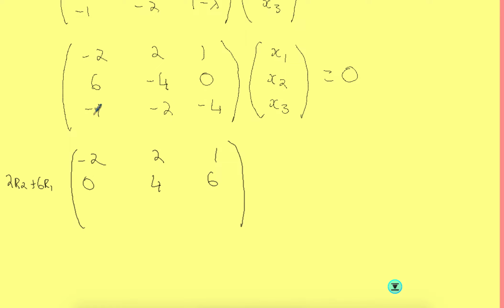Right. Then I need to make this one in here 0. So if I do 2r3, take away r1. 2 of that would be negative 2. Take away, yep, would be 0. So negative 4, that would be negative 6. And negative 2, that would be negative 9. Is equal to 0.